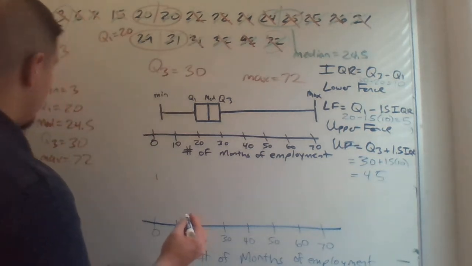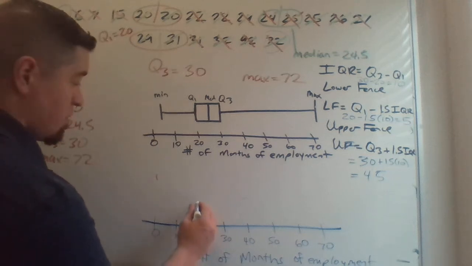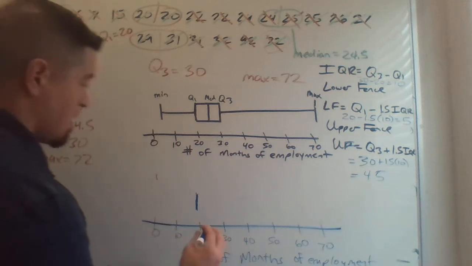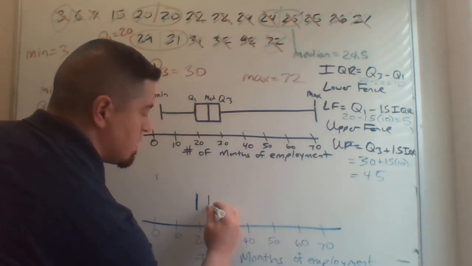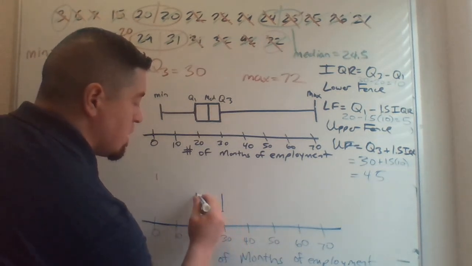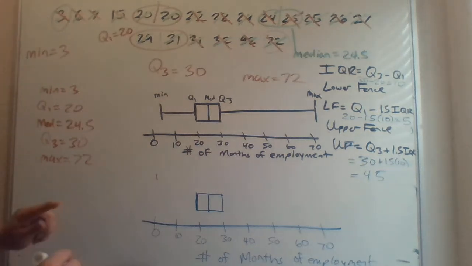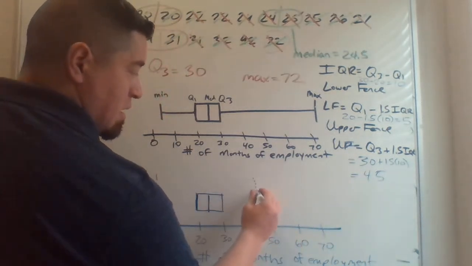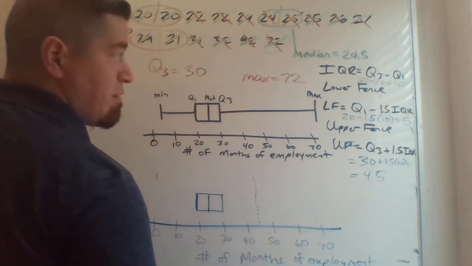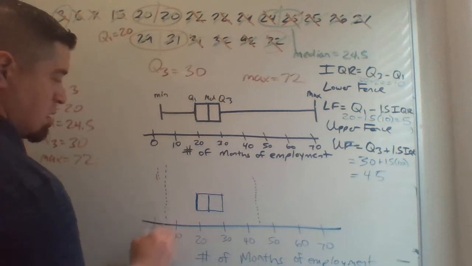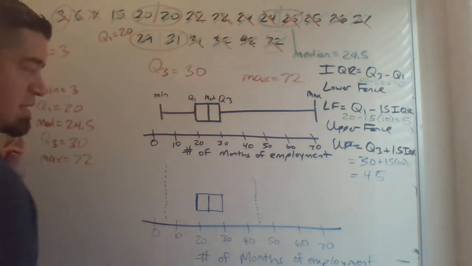So we're going to do our Q1. That's going to be 20. We're going to do a vertical line at 20. The median's at 24.5, somewhere around here. The Q3's at 30. Okay, so we have our box. Now, what we want to draw is our fences, but this time we're going to do a dashed line indicating our fence at 45 and then also at 5. Okay, so this is our fence.